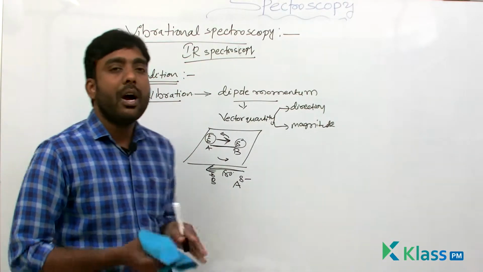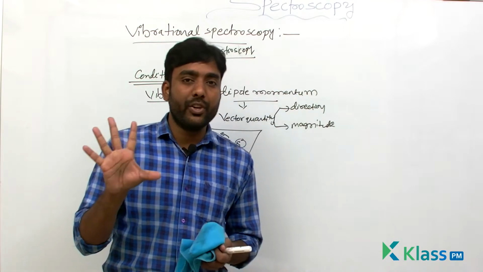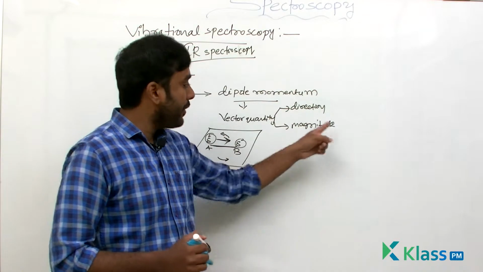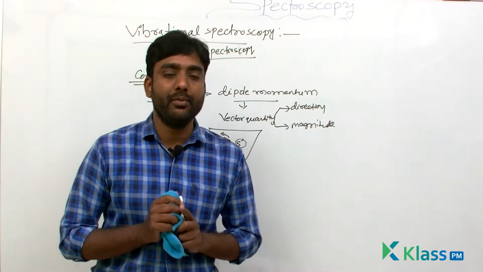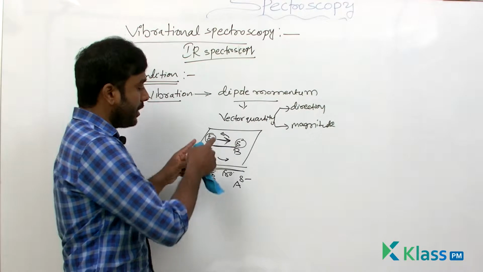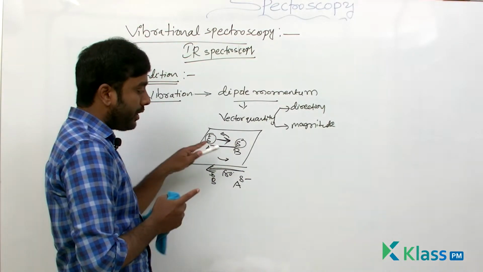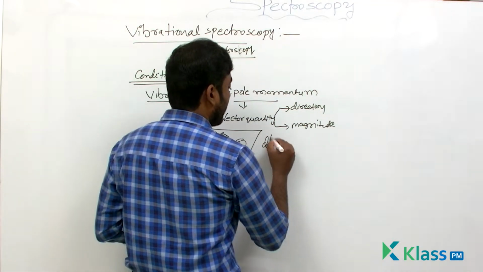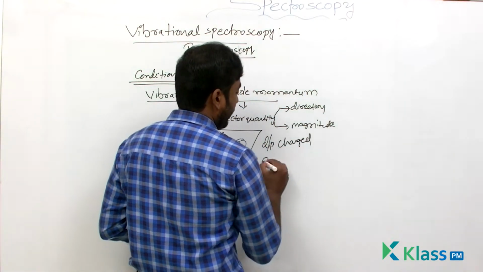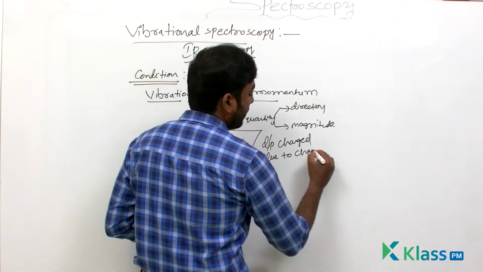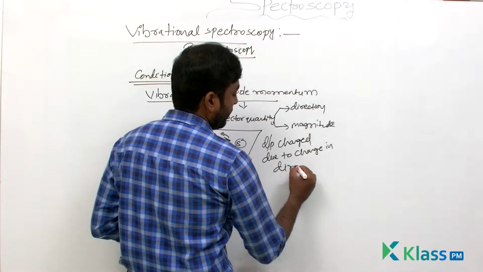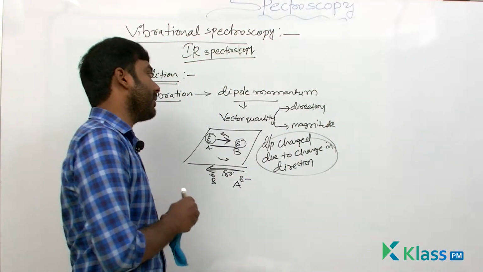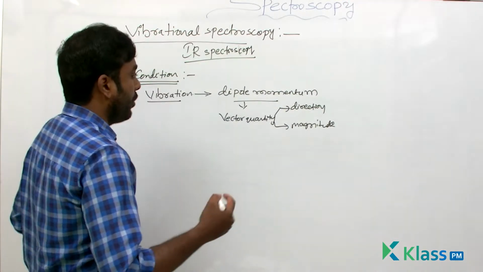My intention is to make you understand that dipole moment can be changed in two ways. One is if the direction changes, the dipole moment changes; if the magnitude changes, the dipole moment also changes. Here, due to the change in direction, the dipole moment changed, and you have to remember that. We will discuss this in rotational spectroscopy.